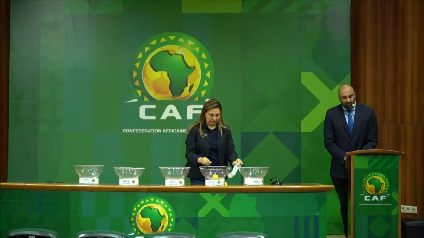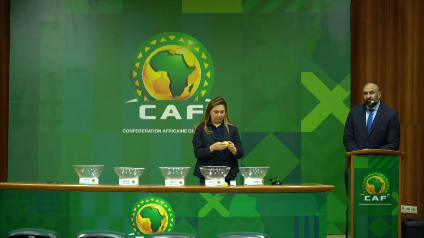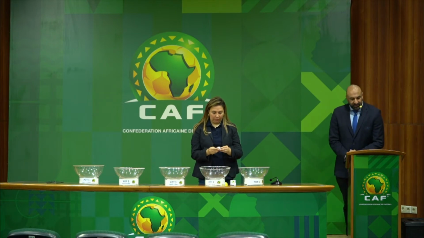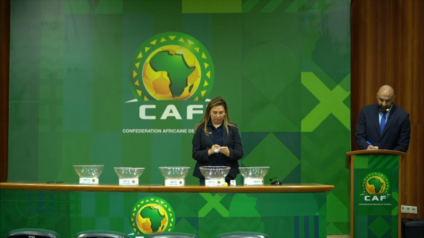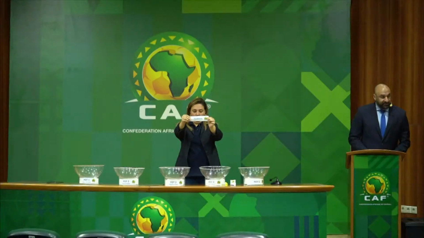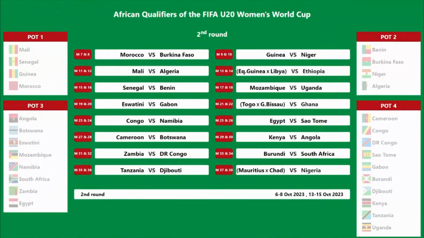Tanzania, eliminated from the fourth round of the previous qualifiers. They were also very close to qualify to play the last round, but they were eliminated in the fourth round. And this time they are competing in the first round against Djibouti. And the first leg will be played in Tanzania and the second leg in Djibouti. So this concludes the draw of the second round. As you can see, the matches in front of you.